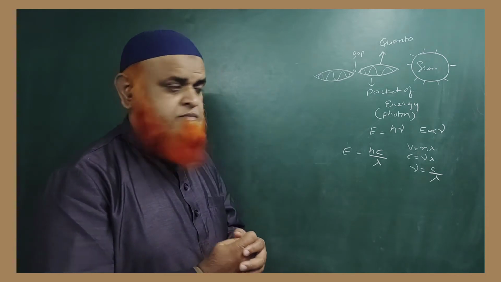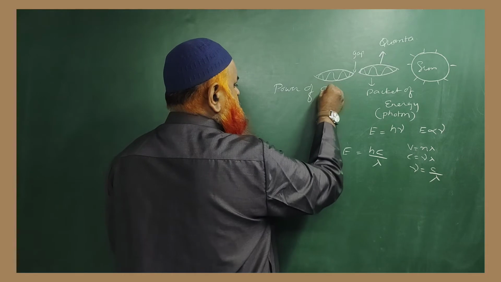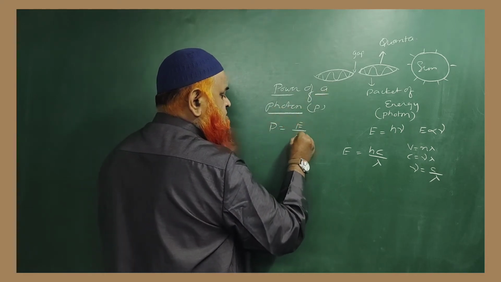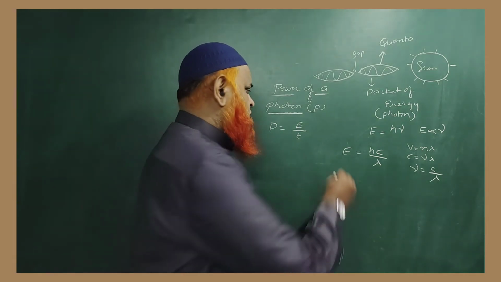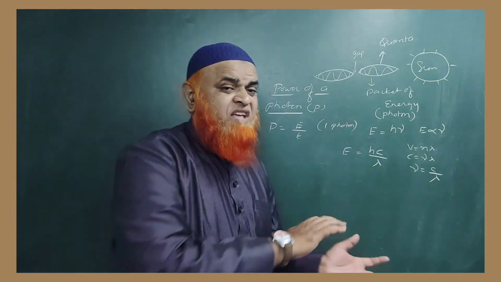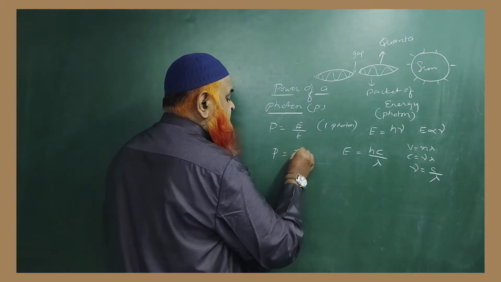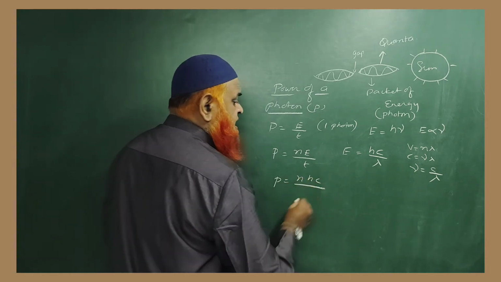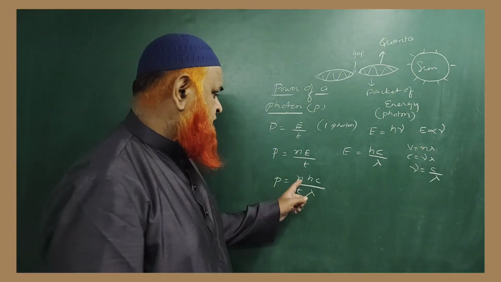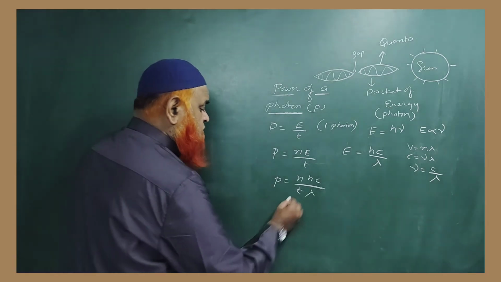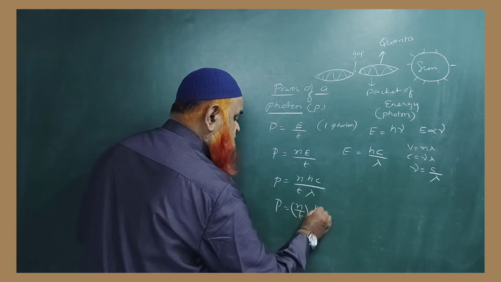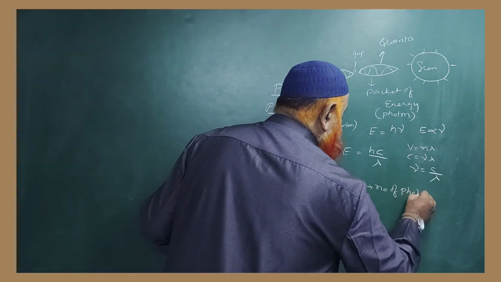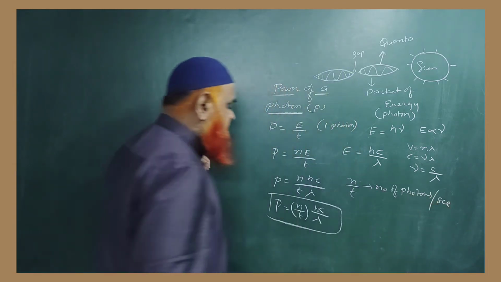Then what is the power here? Power of a photon: how do we find the power of a photon P? Power is equal to energy by time. You all know about this. Power is nothing but energy by time for a single photon. For example, if there are n photons coming from the sun, we can write this as n into E by t. And if you write E as hc by lambda, with t present here, you can take n as small n or capital N, whatever it may be. So we can write power is equal to n by t times hc by lambda. This is the formula for power, where n by t represents the number of photons per second.